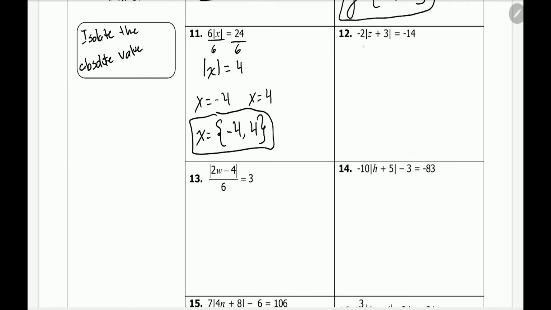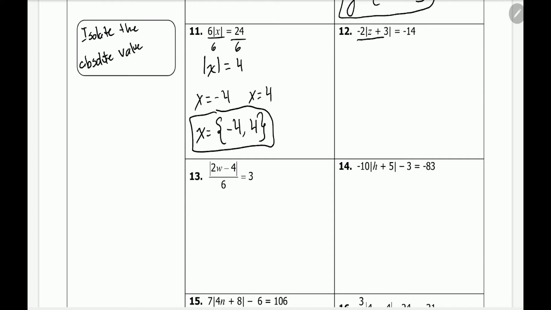We have -2 times the absolute value of z plus 3 is equal to -14. All right, we have to isolate the absolute value. So we have to get rid of this -2 first. So we're going to divide by -2 on both sides. We have z plus 3, in absolute value bars, is equal to -14 divided by -2, which is +7.